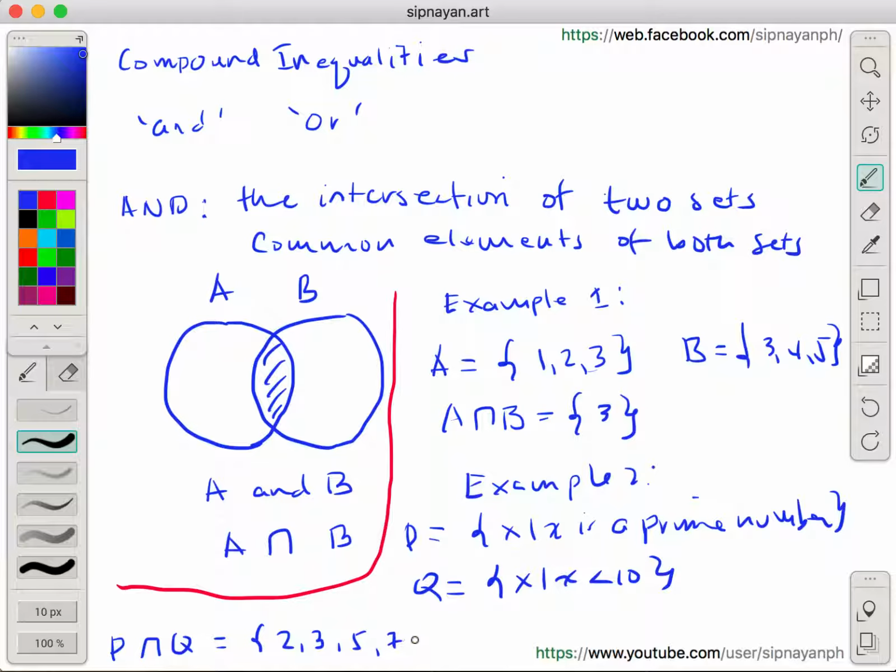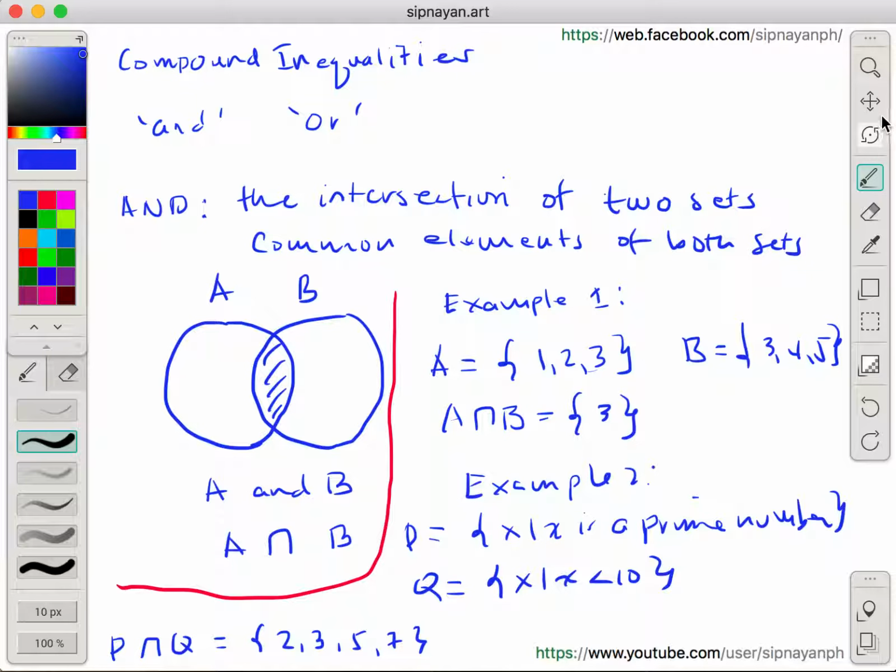These are prime numbers. The 2, for example, can only be divided by 1 and itself. And 3 also, and 5. So these are prime numbers which are less than 10. Only these 4.